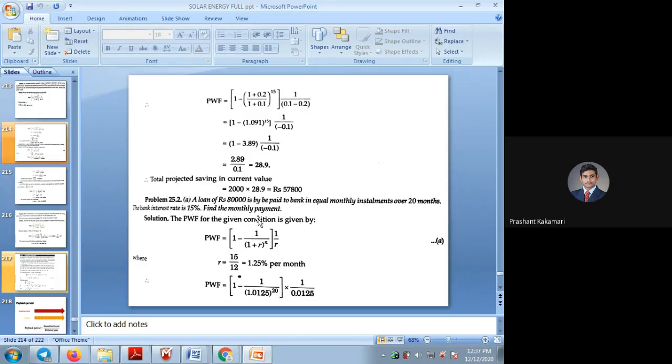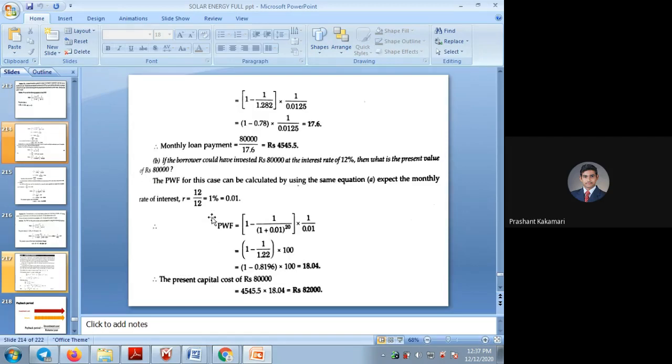Next condition they have given, question B. Question A was with this loan amount and interest. Question B is, if the borrower had invested rupees 80,000 at a rate of 12%, then what is the present value of rupees 80,000? So alternatively, what they are telling is, if he had invested this amount in some other investment and could get 12% returns, what will be the present value of this money? The present value of this money can be found out.